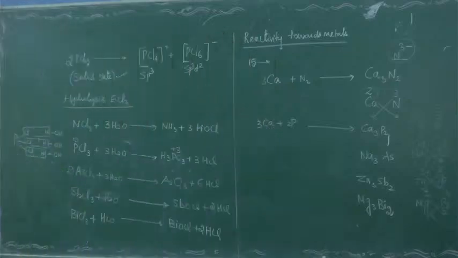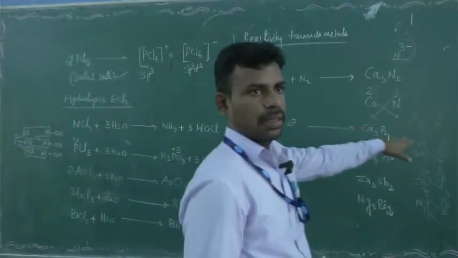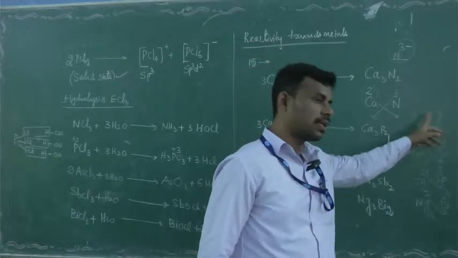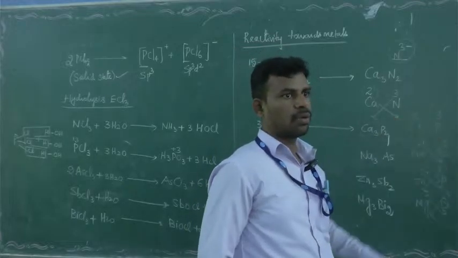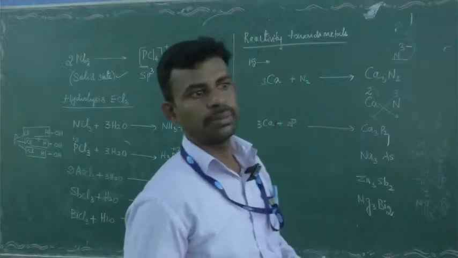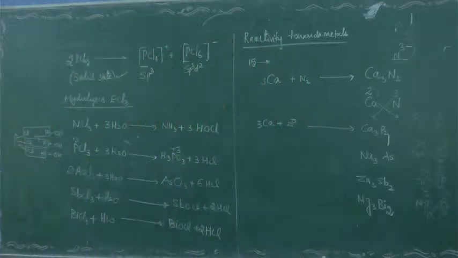So these are called ionic compounds. Is that clear? So don't memorize this one. You have to place the corresponding valency, then go for the crisscross. So that's all about the group 15 elements, their physical and chemical properties. Is it clear? Yes or no?